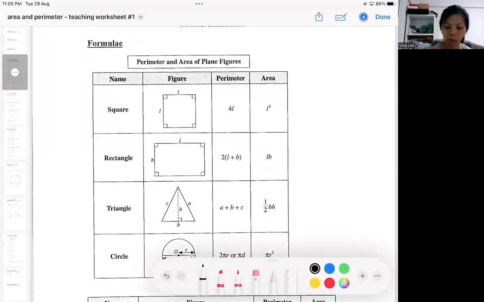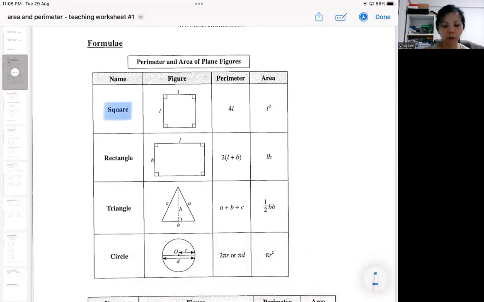Under area and perimeter, your syllabus will cover the basic shapes: square, rectangle, triangle, circle. So under area and perimeter, you will be covering the basic shapes. All these four shapes are not new to you. You already did them in primary school.